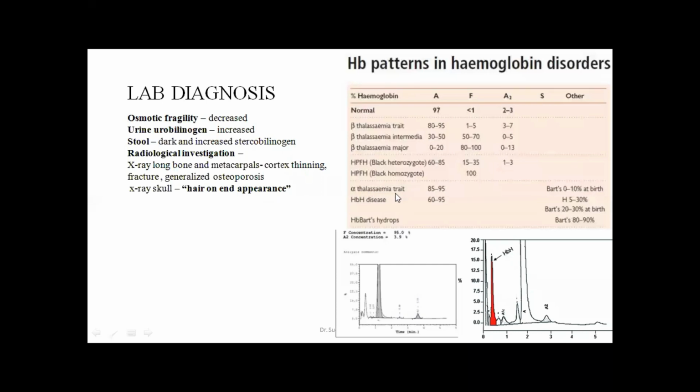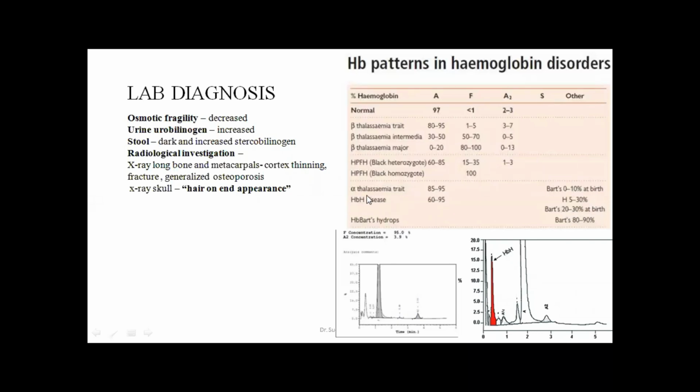In alpha thalassemia trait, there will be 85 to 95% adult hemoglobin. Apart from that, there is Bart's, meaning beta 4, that is beta chains polymerized with each other, which is only 0 to 10%. And in HbH disease, the total HbA concentration will be less, about two-thirds of normal, and Bart's will be 20 to 30%.